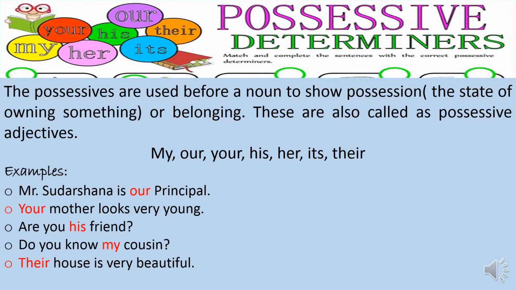Examples: Mr. Sudarshana is our principal. Your mother looks very young. Are you his friend? Do you know my cousin? Their house is very beautiful. So all the words that are marked in red are possessive determiners, and you can see that they are placed before the nouns.